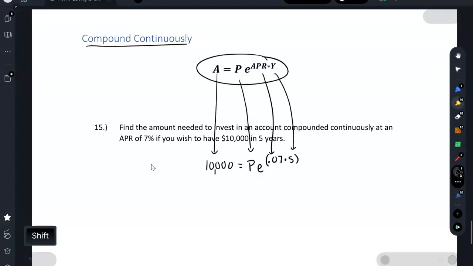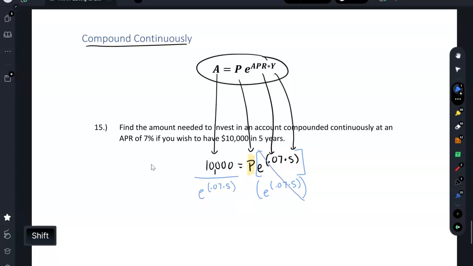All right, so what am I trying to solve for here? I'm trying to solve for P, and this is going to be a really easy one. If you think of putting this whole part right here in parentheses, I can divide by e raised to the 0.07 times 5 on both sides. And that gives me my P by itself, and that's essentially all I was trying to do.